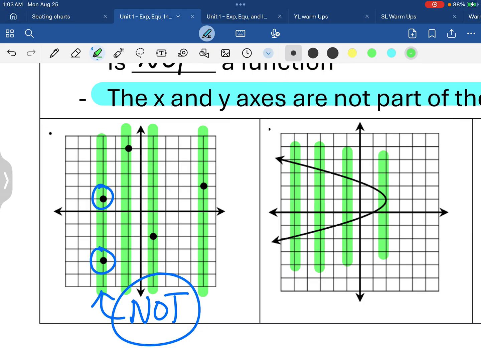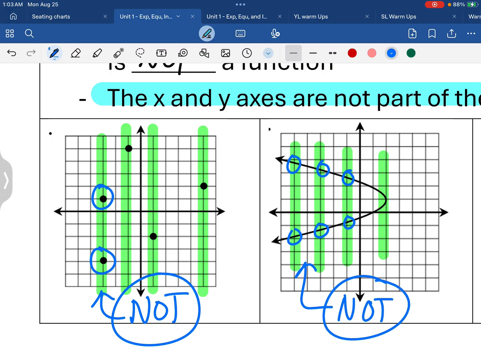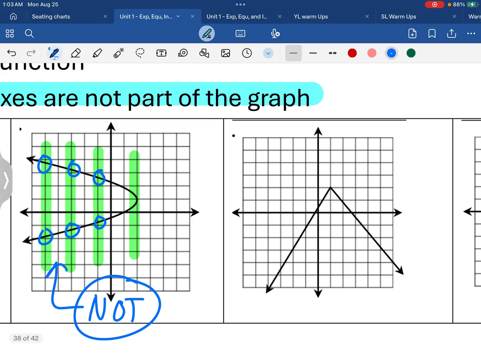Okay, we see it in a couple spots, right here, here, here. We could keep going on too. Those all make it not a function because the green line that I drew through the graph hits it more than once. So let's look at this next example.